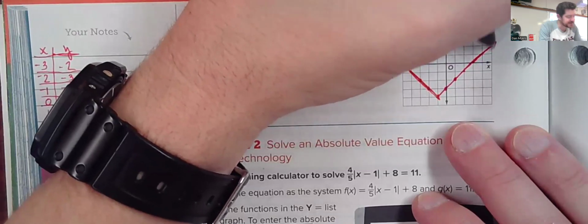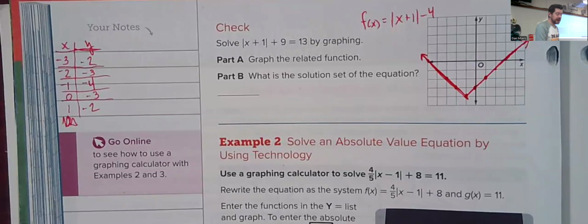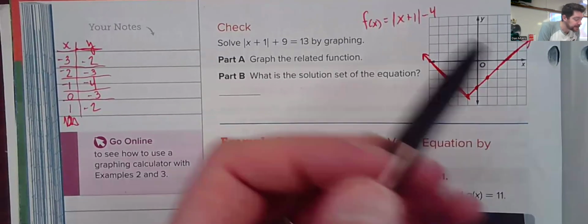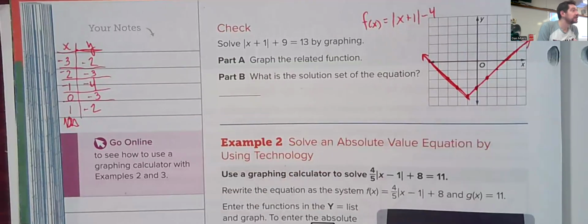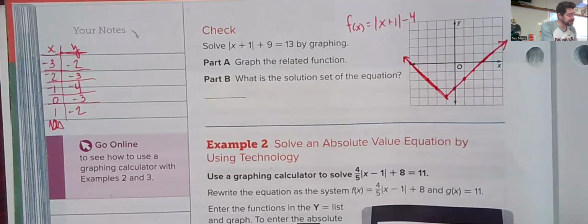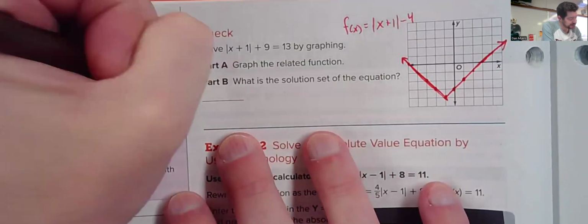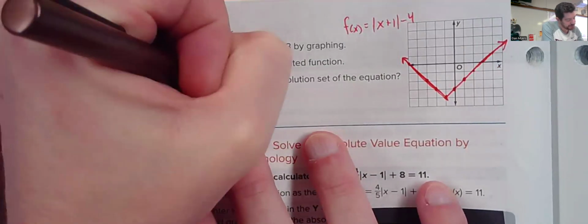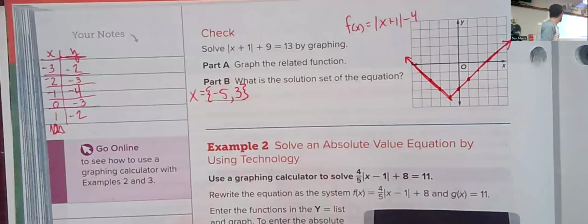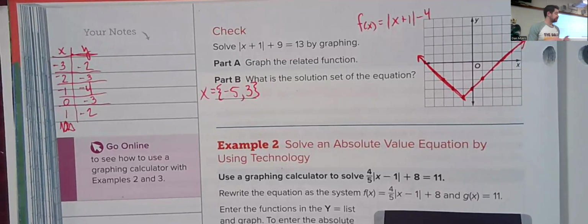So in how many places does this cross the x-axis? 2. All right. Where? Negative 5 and 3. All right. So the solution set, we would say, would be x is equal to, we can just do negative 5, comma 3. We'll go ahead and put it in braces because that's the way we'd write a solution set. So that's the way that it taught us to do that on the first page, which is perfectly fine.